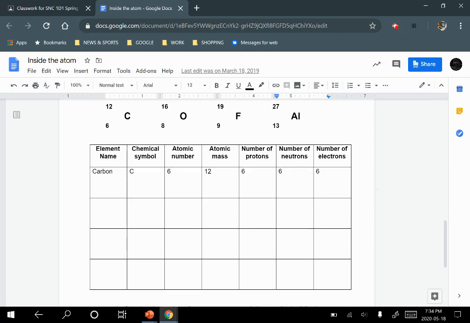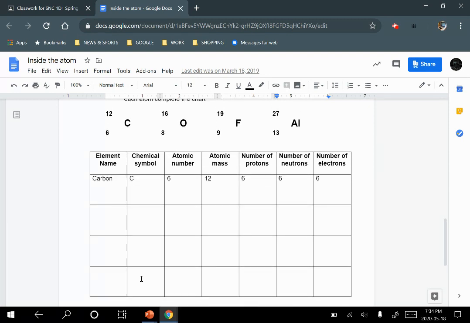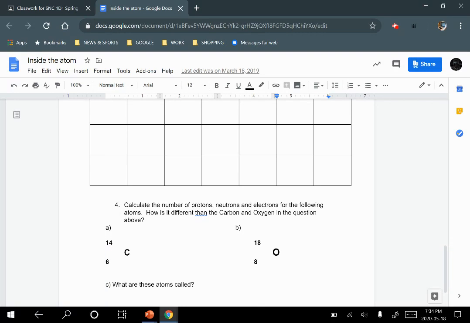Now, this part will be a little more challenging, but not much. So, for example, for carbon, chemical symbol C, atomic number 6, atomic mass 12, number of protons, number of neutrons, number of electrons. Now, the protons, neutrons, and electrons shouldn't always be equal. It is for carbon because the mass number is 12, so that's 6 protons, 6 neutrons. But for example, aluminum here, it's 13 and 27. So it's not going to be 13, 13, 13 across the board. Fill that out as accurately as you can.